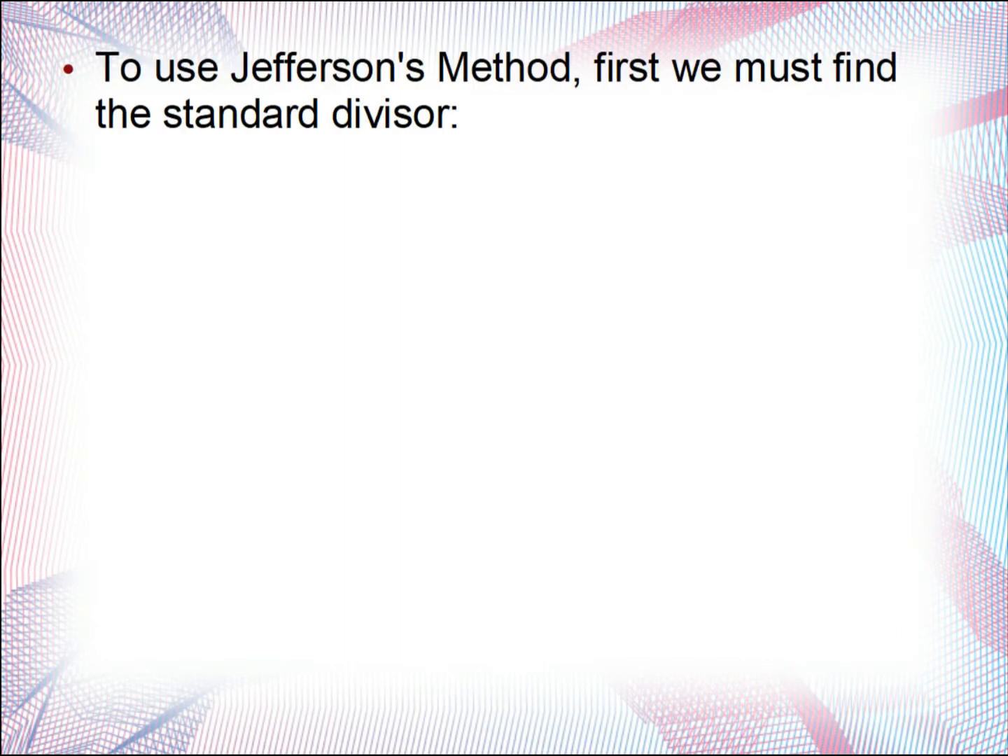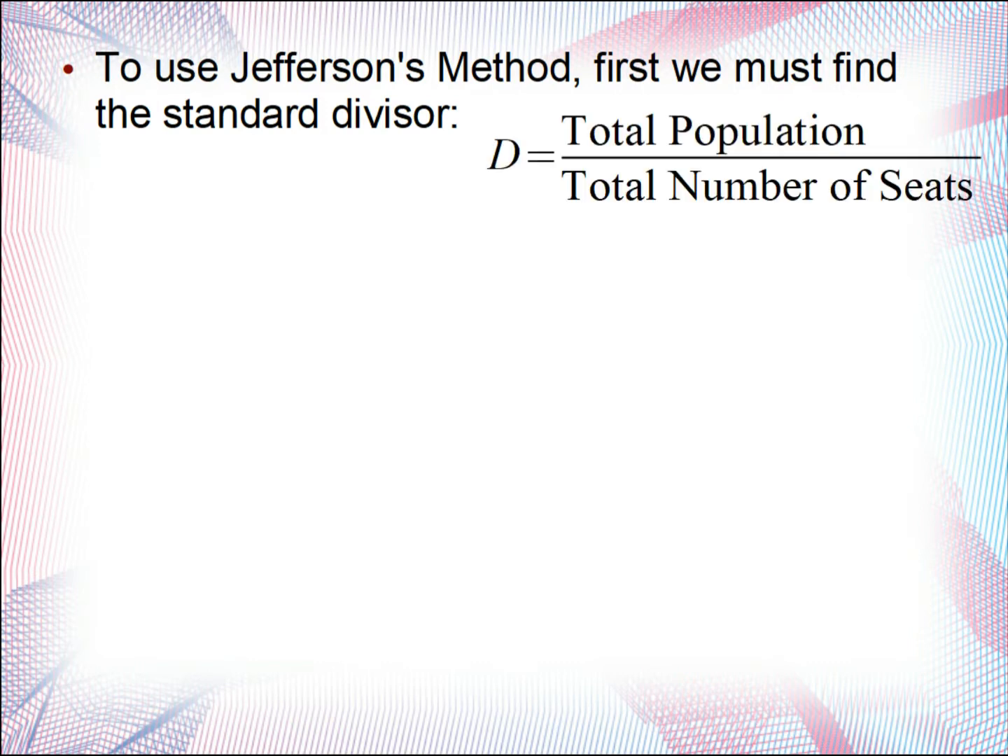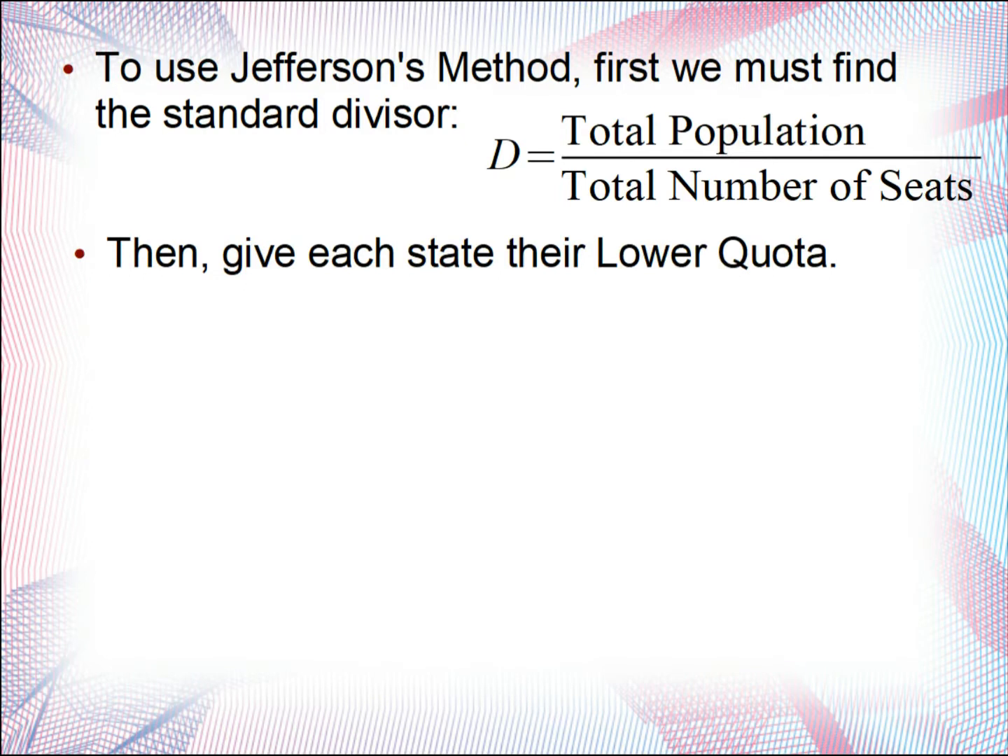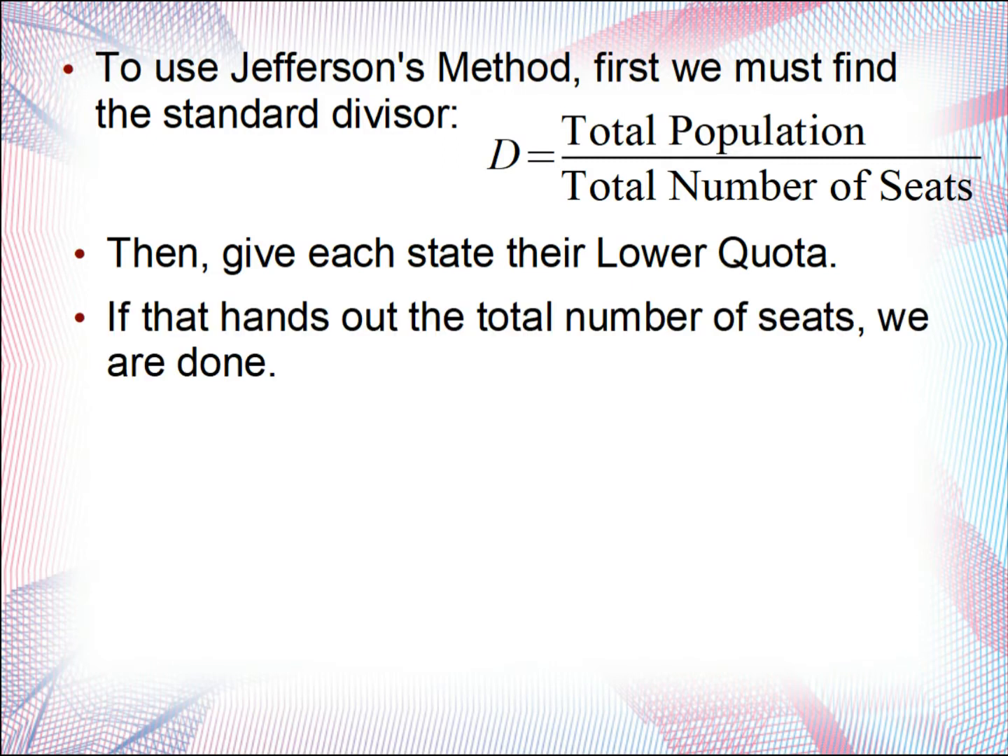To use Jefferson's method, first we must find the standard divisor. Remember, the standard divisor, denoted with a capital D, is always the total population divided by the total number of seats. So we will use the standard divisor to determine the standard quota and thus the lower quota. So we give each state their lower quota. If that does hand out the total number of seats that we need to, then we are done.